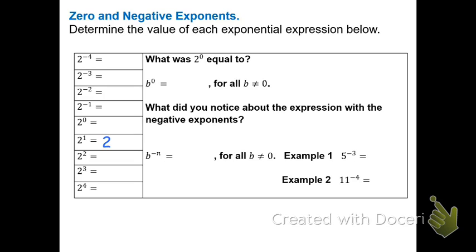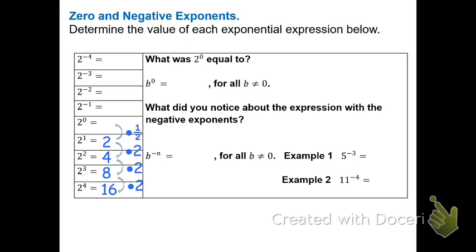2 squared, 2 times 2 is 4. 2 to the 3rd, 2 times 2 times 2 is 4 times 2 is 8. And then 2 to the 4th power would be that 8 multiplied by another 2, which is 16. Each time I did this, I took the 2 and then multiplied by another 2 to get the next term. Now what if I wanted to go the other way? Instead of multiplying by 2, I'd have to divide by 2, or better yet, let's just say multiply by half. It's going to make more sense for what we're doing here.